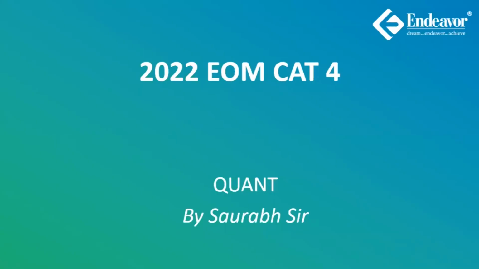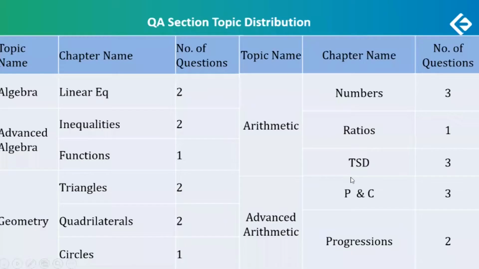And here we are at the end of 2022 EOM CAT 4. Let's understand the quant section. 22 questions, a little bit biased towards arithmetic. More than half of the paper was arithmetic. 5 questions from algebra, 5 from geometry, and 12 from arithmetic.